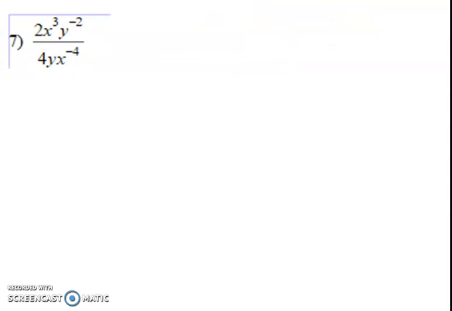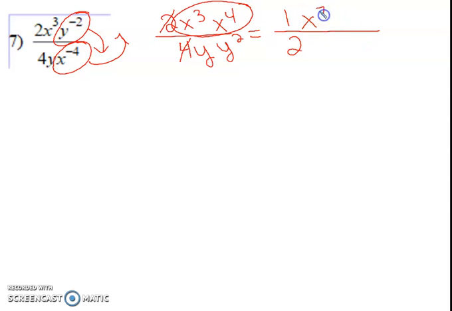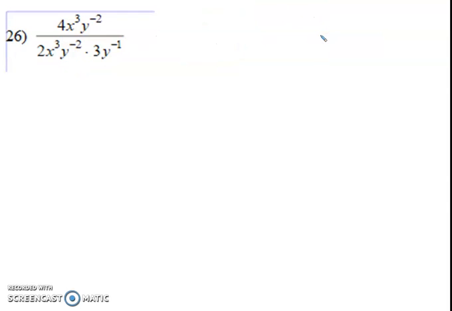Okay. Number 7. This is another one where I'm going to move my negatives. 2x to the third over 4y, and then I'm going to move this y squared down, x to the fourth up. Now 2 over 4, can I simplify that? Yes. 1 over 2. They can both be divided by 2. 2 over 4 is the same as 1/2. I can combine my x to the third and x to the fourth to make x to the seventh, and I can combine my y to the 1 and my y squared to make y to the third.